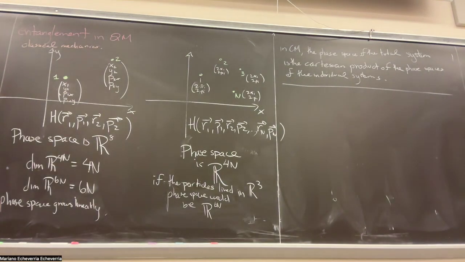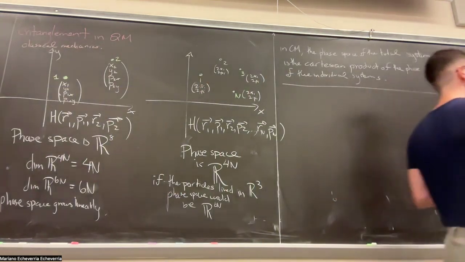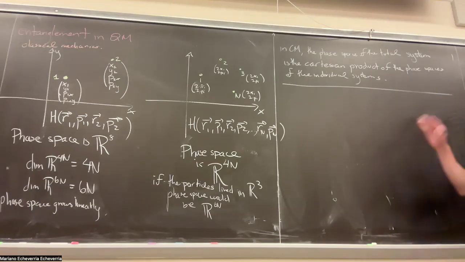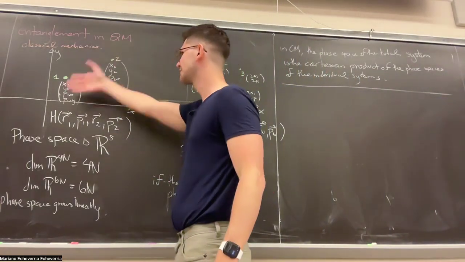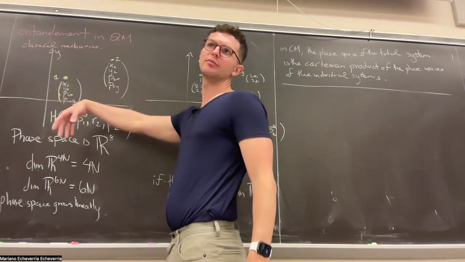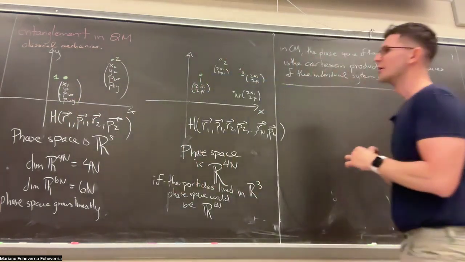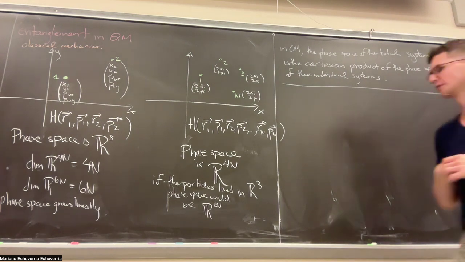But okay, so that's the situation in classical mechanics. The idea is that to know the system there, what does it mean to understand the system in classical mechanics? It means to understand how the positions and the momentums are evolving over time. But now, what's the situation in quantum mechanics?